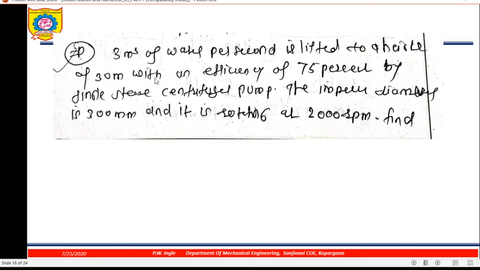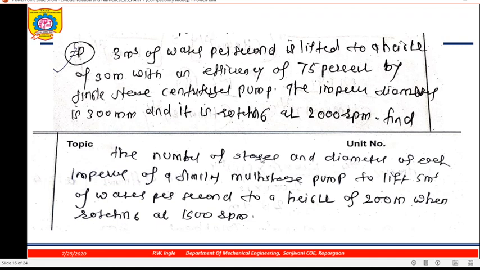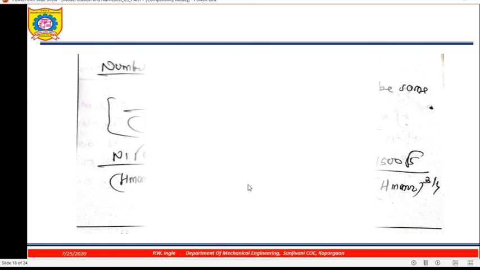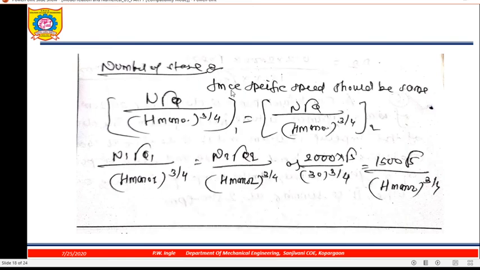Okay. Then next, 3 meter cube of water per second is lifted to the height of 30 meter with an efficiency of 75% by a single stage centrifugal pump. The impeller diameter is 300 mm and it is rotating at 2000 RPM. Calculate number of stages and diameter of each impeller of a similar multi-stage pump to lift 5 meter cube of water per second to the height of 200 meter when rotating at 1500 RPM. So single stage pump and multi-stage pump. You can write Q1, Q2, H manometric 1, H manometric 2, the number of stages.